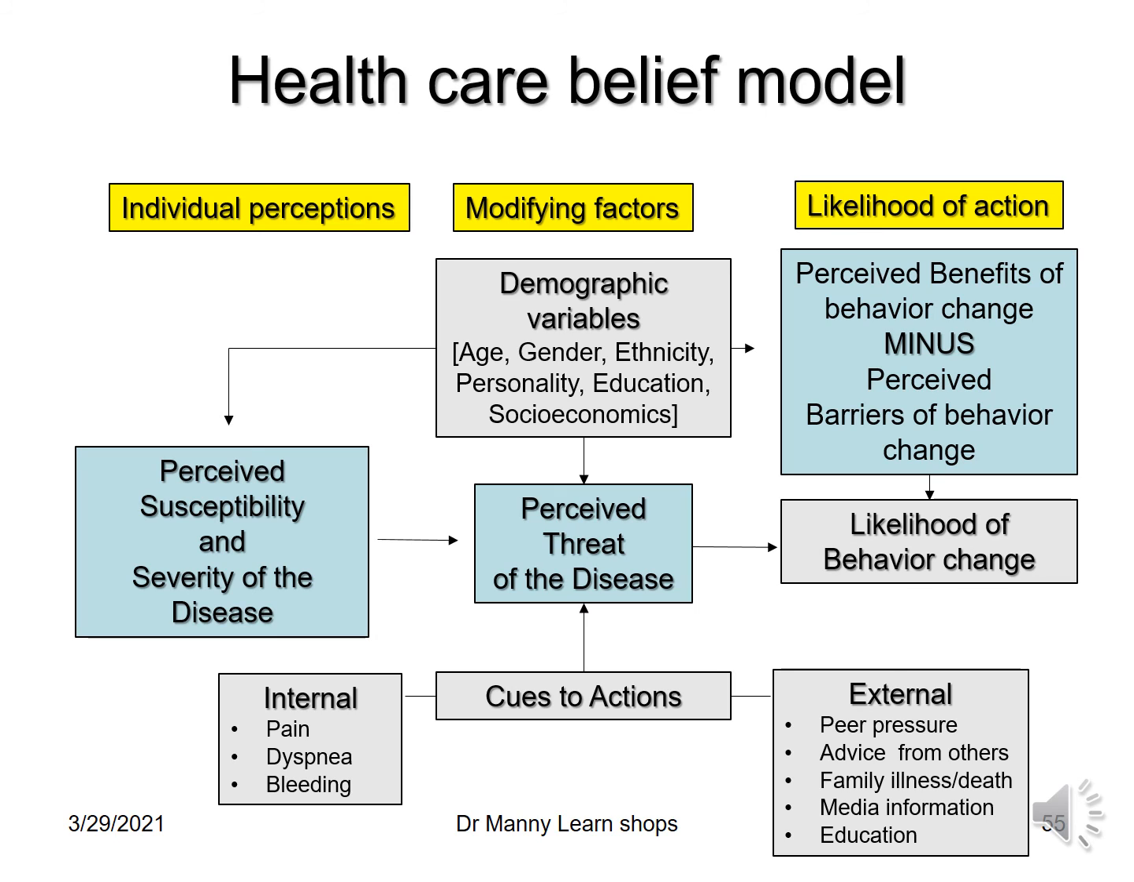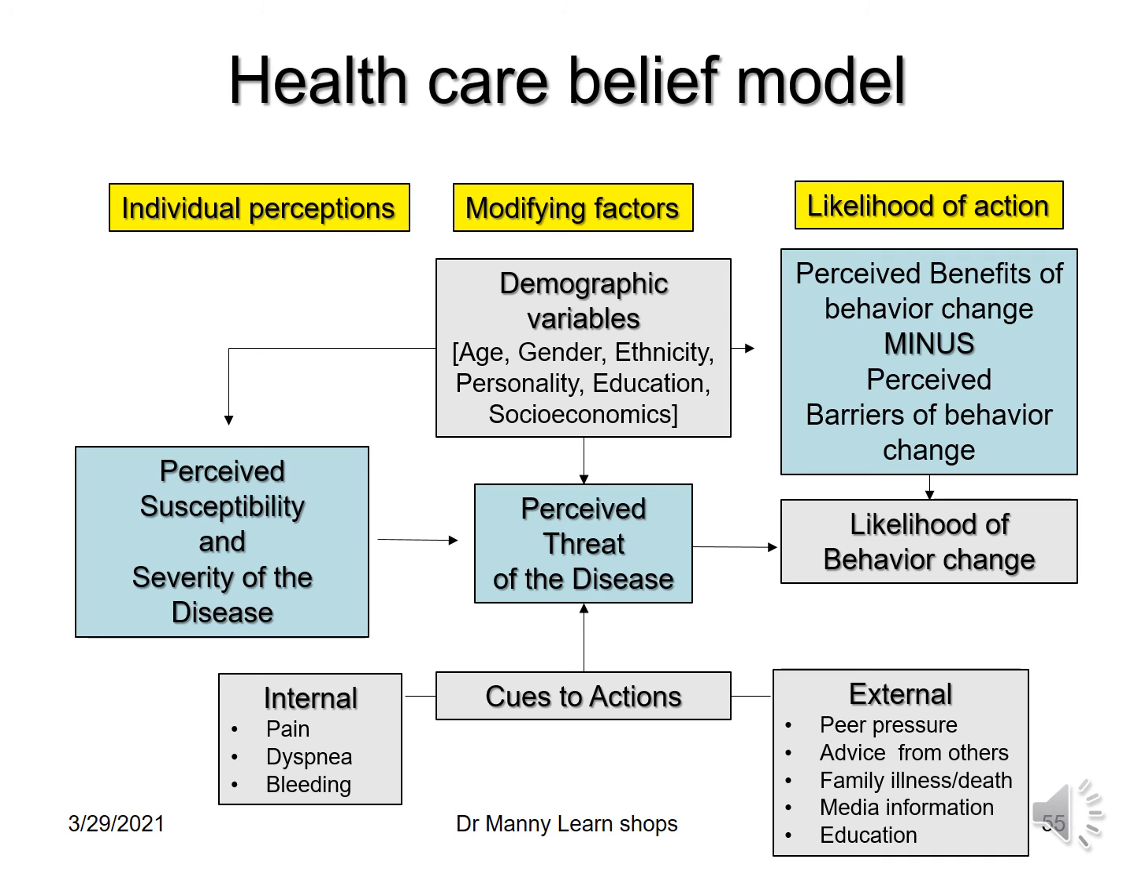Then, the demographic variables, your age, gender, ethnicity, personality, education, economics, they will now allow you to consider how bad the disease is. And after you consider how bad the disease is, then you'll decide whether it's a threat or not. And if you decide that it is a threat, there's going to be a likelihood of behavioural change. But in order to get the behavioural change here, you've got to perceive whether now the benefits outweigh the risks.